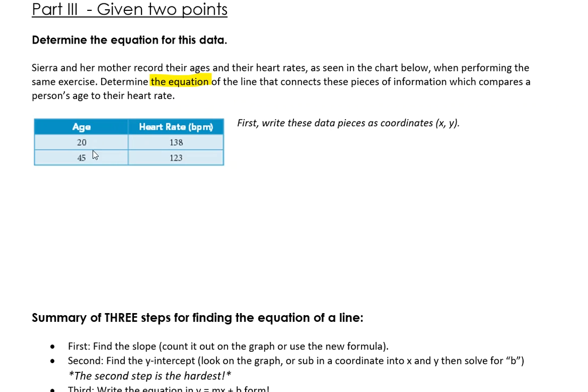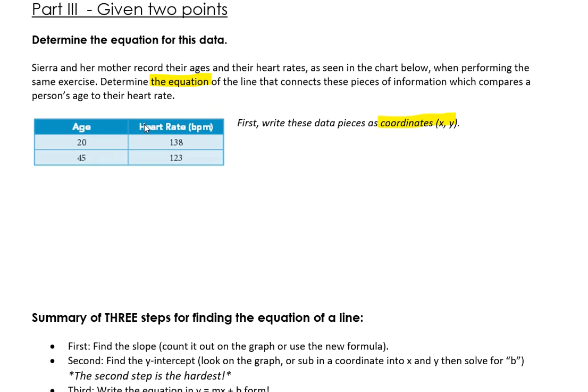But I don't have any coordinates here. In all of our previous examples, we had some coordinates to work with. I don't here. But here's your clue. First, write out these data pieces as coordinates. So we're going to create our own coordinates because we weren't given any. So let's do that first. So age and heart rate. One of them will be our X and one of them will be our Y.